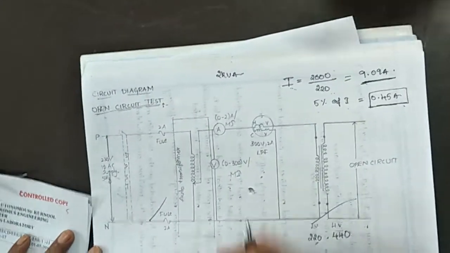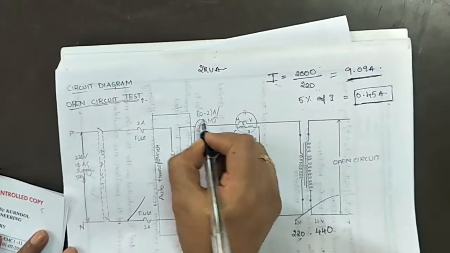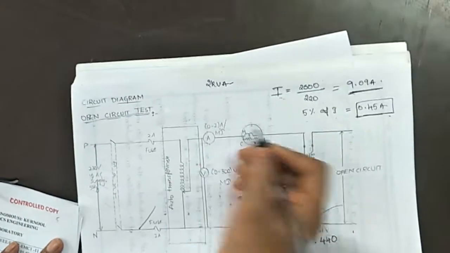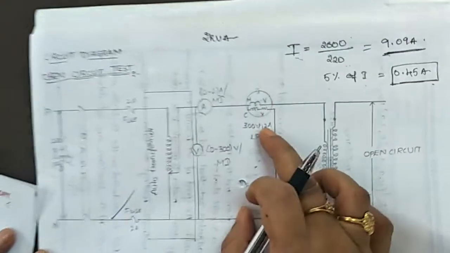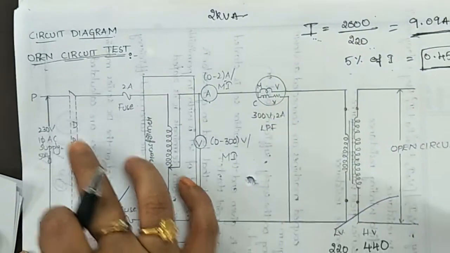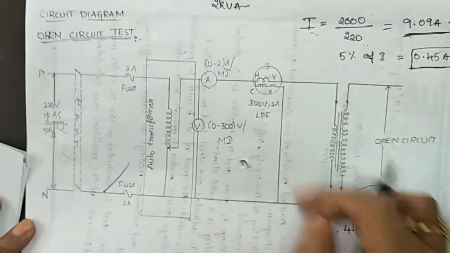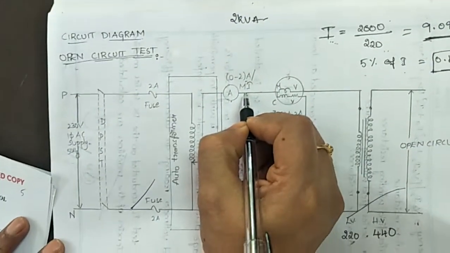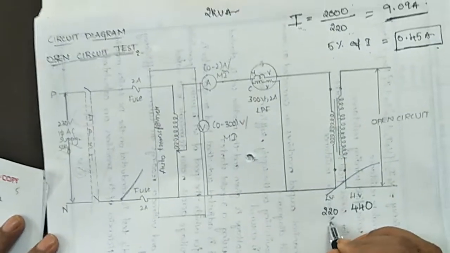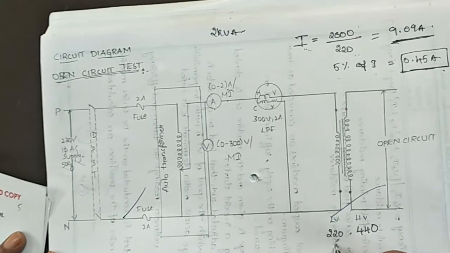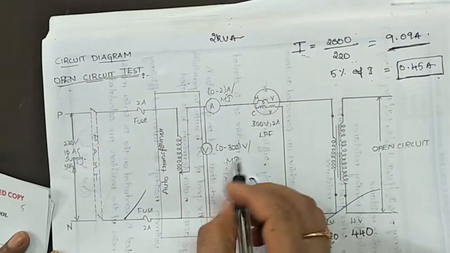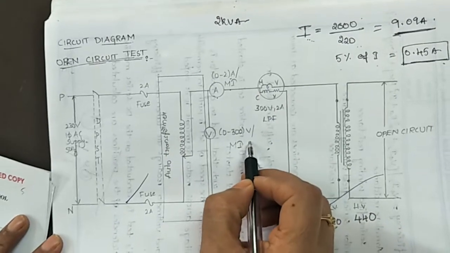So the rating of the ammeter can be 0 to 1 amp or 0 to 2 amps. As you are applying an AC supply and the transformer is an AC machine, the meter required is moving iron. Then, as the voltage on the low voltage side is 220, the voltmeter to be selected has a rating of 0 to 300 volts.